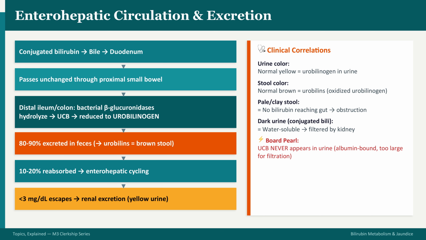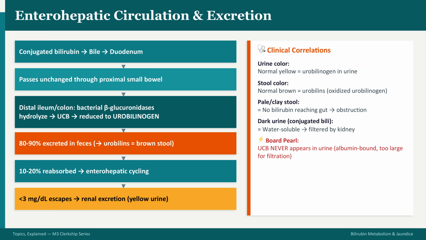The remaining 10 to 20% of urobilinogen is reabsorbed into the portal circulation and undergoes enterohepatic cycling, getting taken up by hepatocytes and re-excreted into bile. Only a tiny fraction escapes hepatic reuptake and reaches the systemic circulation, where it's filtered by the kidneys, and that's what makes urine yellow. Now, connect this physiology to the bedside.